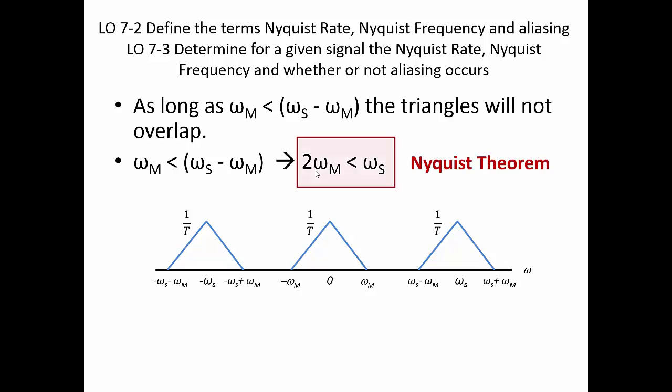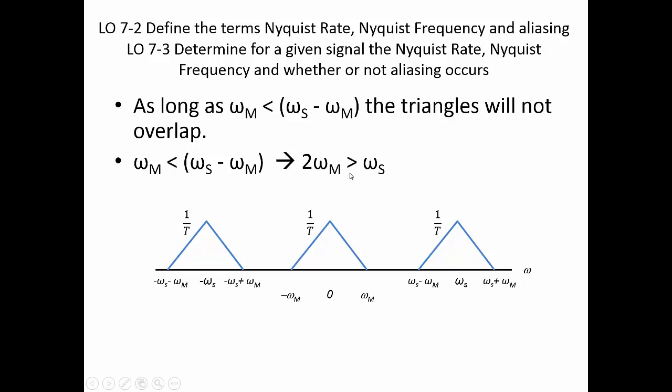This condition is called the Nyquist theorem. Sometimes it's referred to as the Nyquist criteria. 2 omega m happens also to be the total width of our non-zero spectrum in our signal. And remember that omega s is our sampling frequency, 2 pi over capital T, and capital T is how far apart we are doing our sampling in time. What if this is not the case?